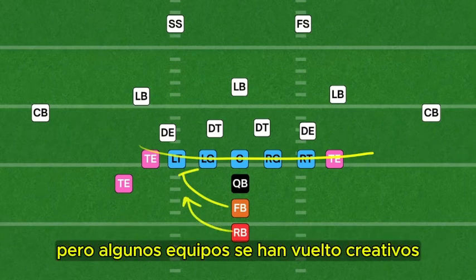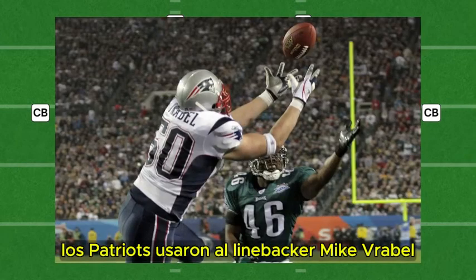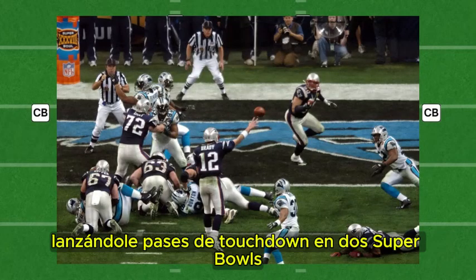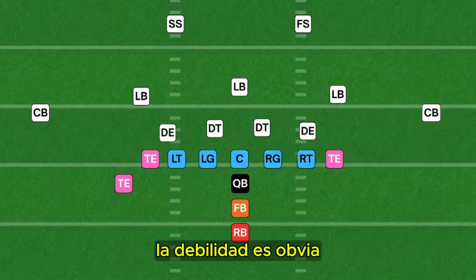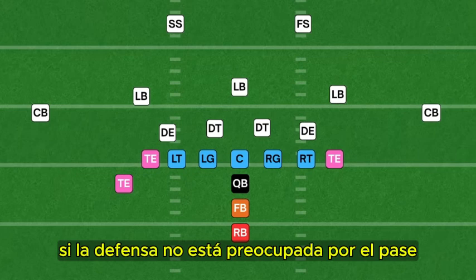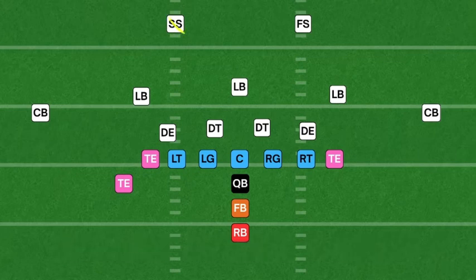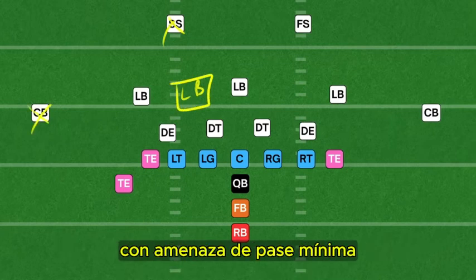But some teams have gotten creative with goal line formations. The Patriots used linebacker Mike Vrabel as an eligible receiver in goal line situations, throwing him touchdown passes in 2 Super Bowls because no one expected a linebacker to catch passes. The weakness is obvious. With only 1 receiver on the field, if the defense isn't worried about the pass, they can bring 9 or 10 defenders into the box.